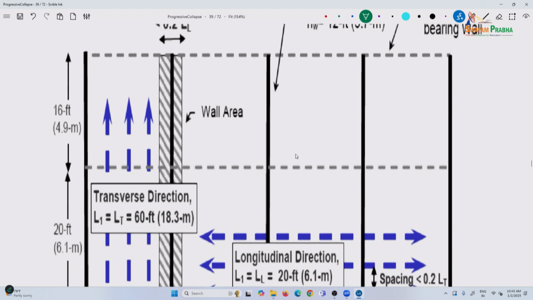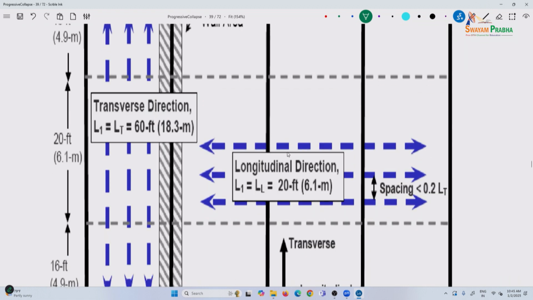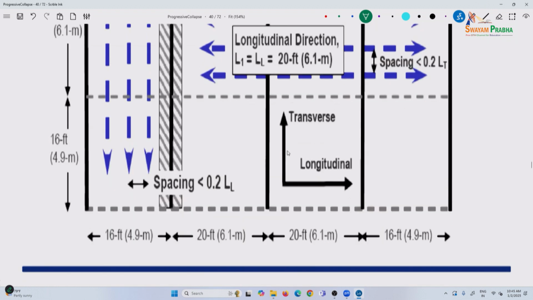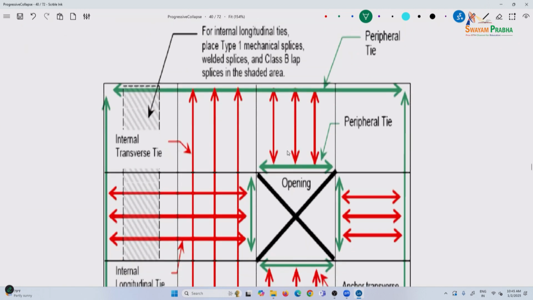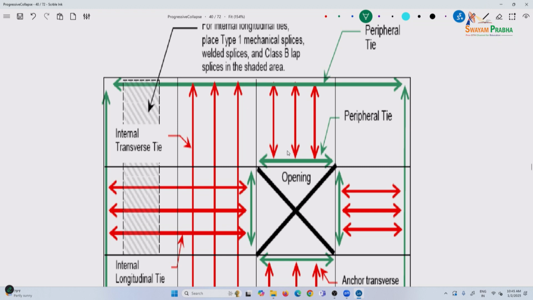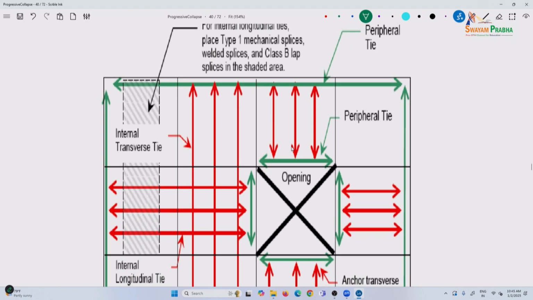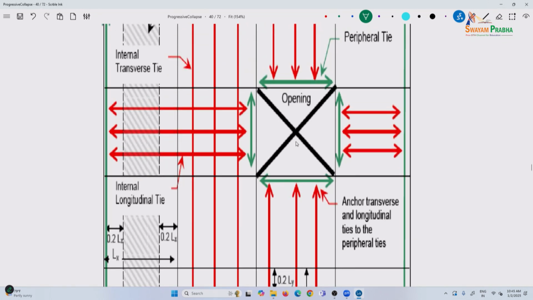If you have a wall, so if you have load bearing walls, then we consider it this way. We will look at an example. Then you have internal and external ties, there are details about what type of splicing to be provided. Then if you have openings, for the openings you are also providing peripheral ties.